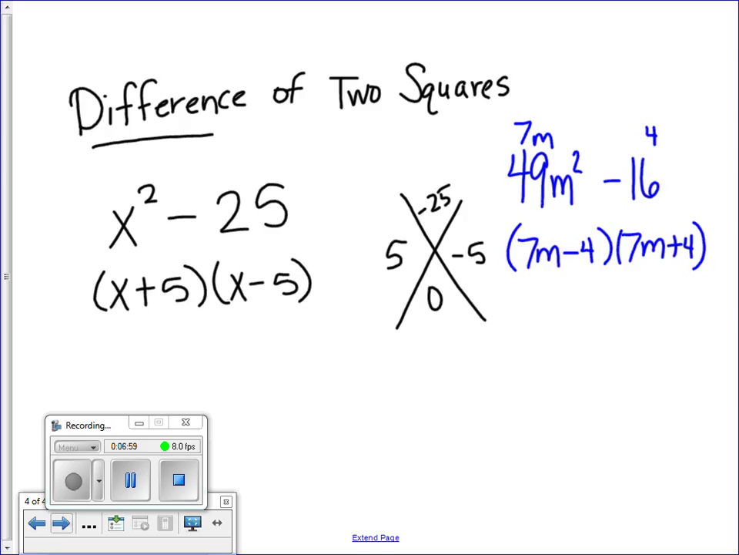If you see two perfect squares and a subtraction between them, it's going to be the difference of two squares. If you forget, you can still do this, but once you get to that point, you're like, oh, I should have realized that was two squares. Okay?